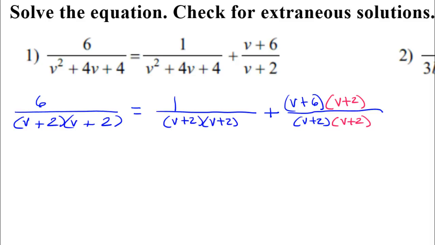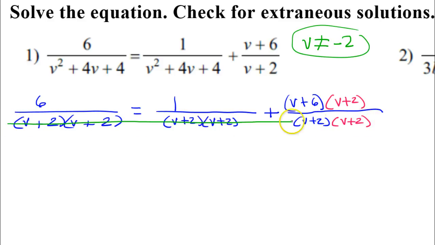Before I cancel out these denominators, let's stop and remember the excluded value. V cannot equal negative 2. I'm getting that because if I set v plus 2 equal to 0, I get negative 2. So whatever solutions we get, let's make sure that none of them are negative 2. Now the denominators are all the same, so I can cancel the denominators out.